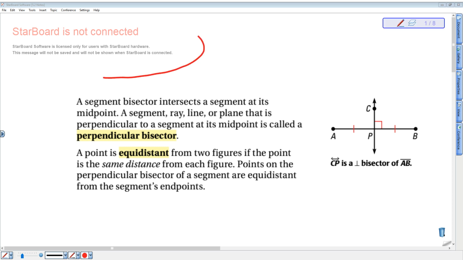And once again, I never figured out how to get rid of this error message that says the starboard is not connected. But let's start out.